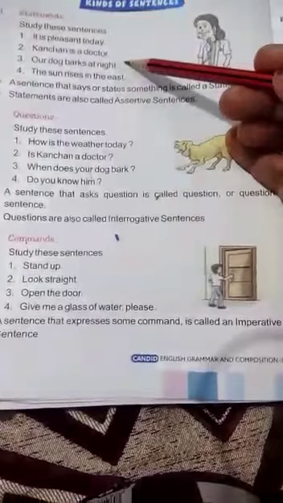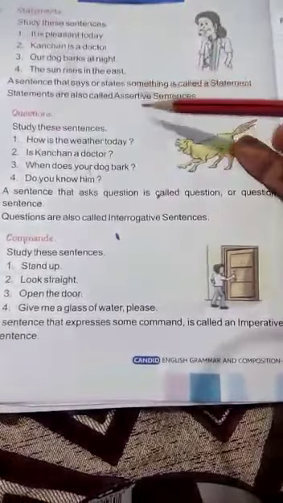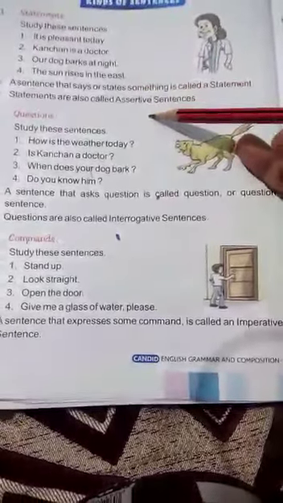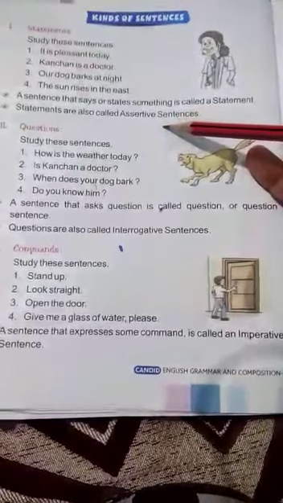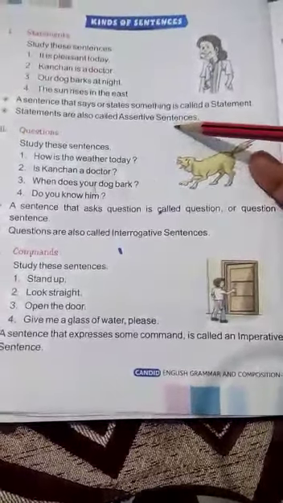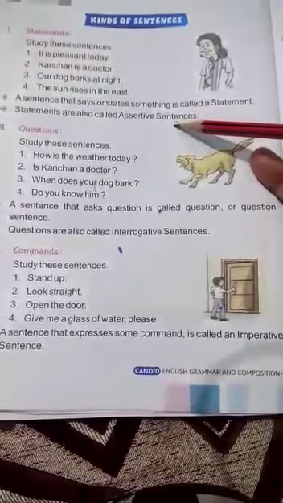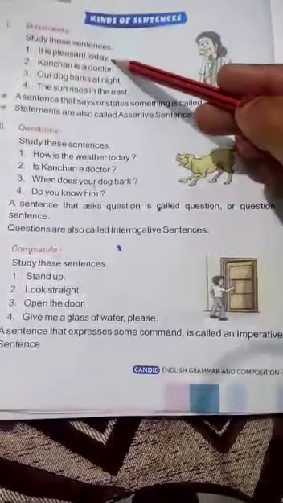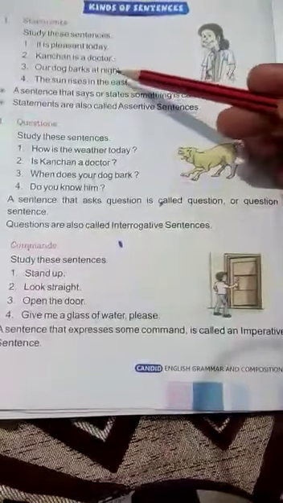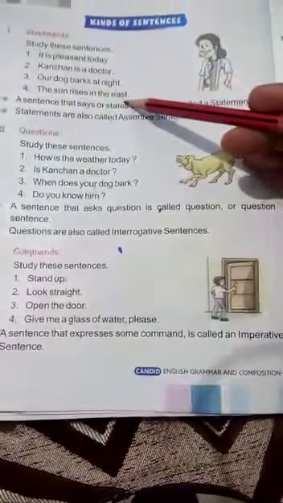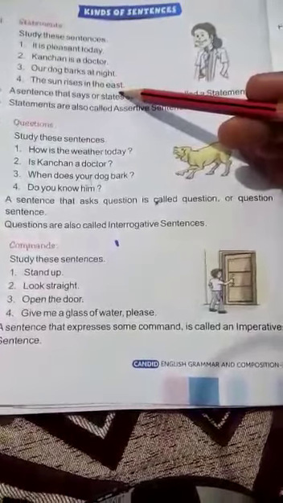What do you mean by statements? Statements are sentences that say something or state something. They are also called assertive sentences. They are also known as declarative sentences. For example, it is pleasant today. Kanchan is a doctor. Our dog barks at night. The sun rises in the east.